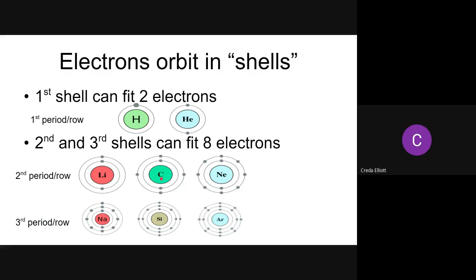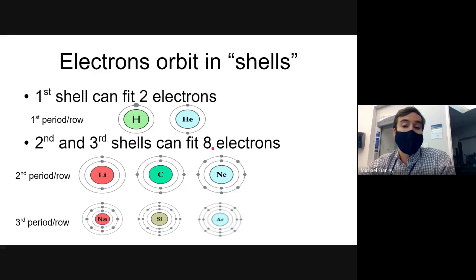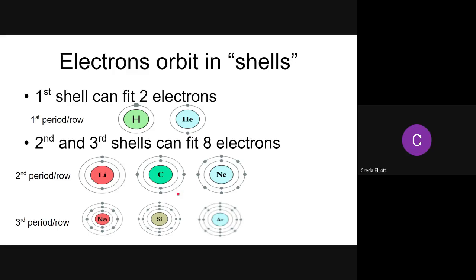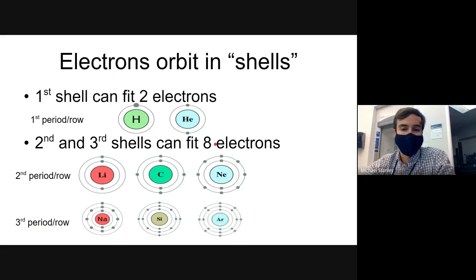So yeah, it doesn't have to be 8, but there can be up to 8 on the second shell. That's the maximum number. But if you only have 6 electrons total, like carbon right here, you put 2 on the first shell, then move up and put the remaining 4 on the second shell.